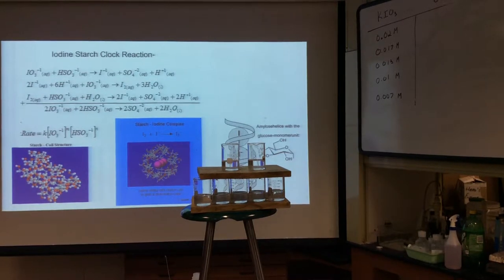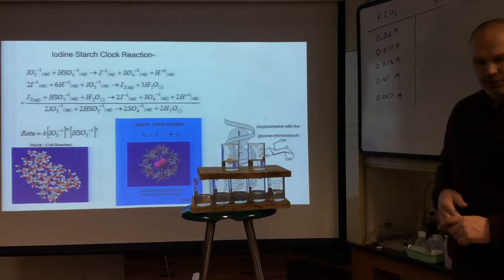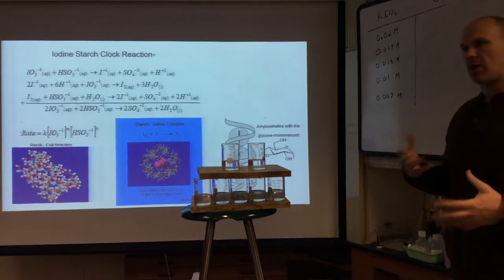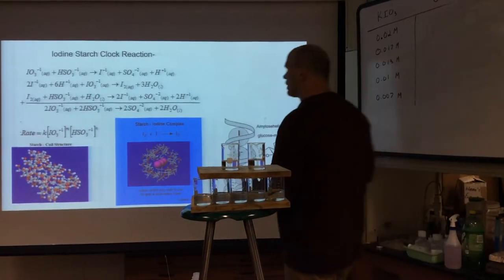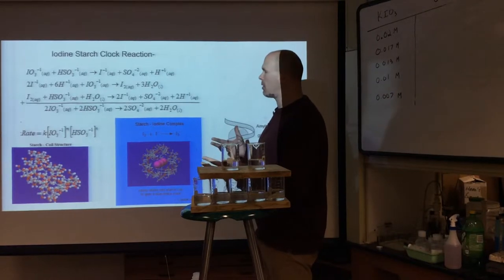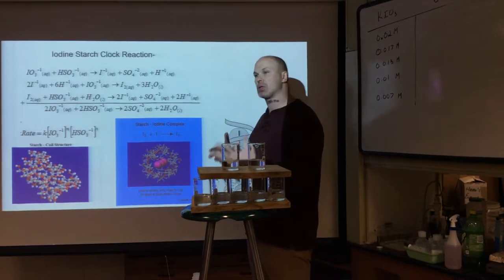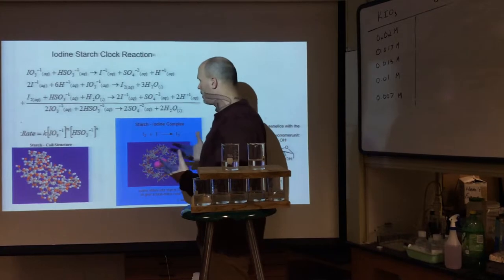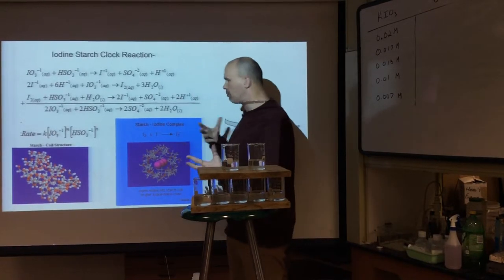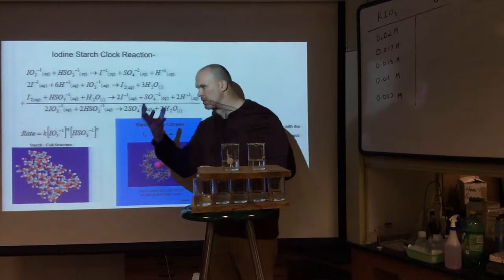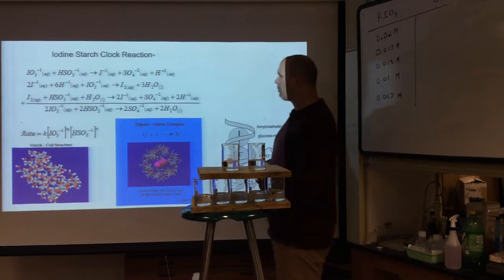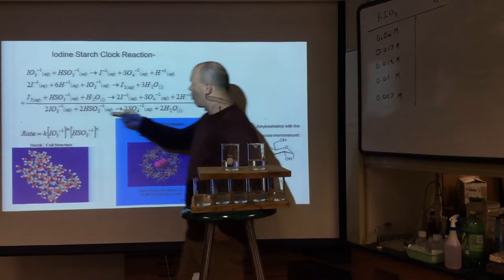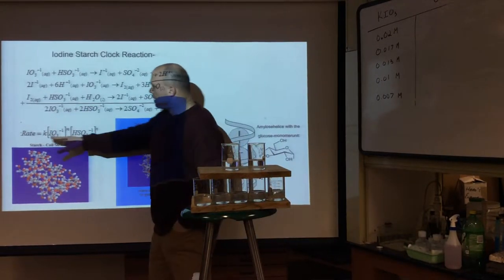All right, so in this demonstration, I'm doing something that I did last year, and it's called the iodine clock reaction. It's that reaction where I mixed two clear solutions, apparently, and after some time period, you saw that dark starch-iodine complex, that blue-black color, all of a sudden appear. And it's a clock reaction, and here's the overall reaction, and here's the rate law.